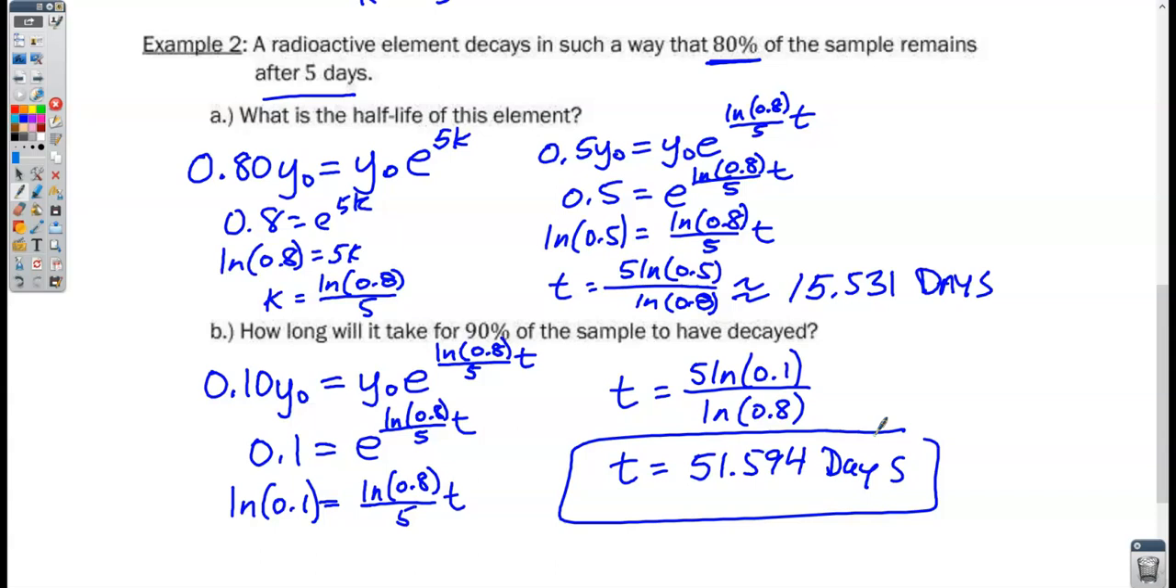And that's it for those of you in Calc AB. This was our last lesson of the unit. For those of you in BC, we've got one more section left. So you can come back for section 7.9. For those of you in AB, you're going to want to start reviewing Unit 7 and get ready for your Unit 7 test.